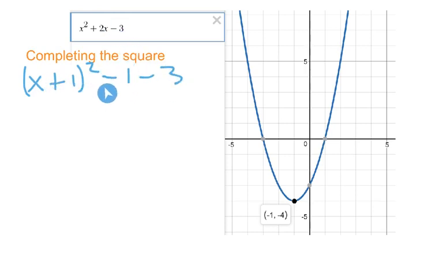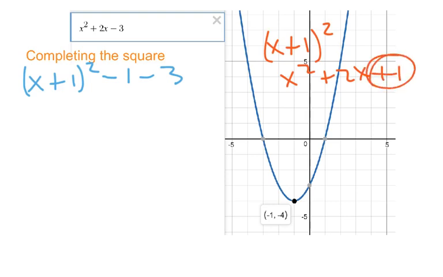The reason there's an extra minus 1 in is because when I do x plus 1 to be squared, that gives me x squared plus 2x plus 1. I want the x squared plus 2x because that's in my function. But I don't want this extra 1 that squaring has given me. So I take it away. So this function here that you're looking at is exactly the same as this up here. I've rewritten it in vertex form. So that's going to be x plus 1 to be squared minus 4. That is in vertex form.